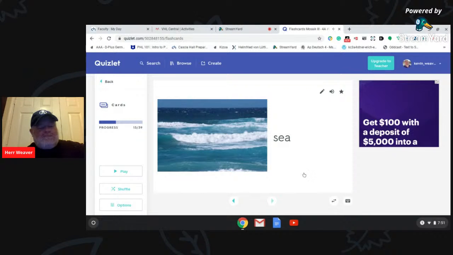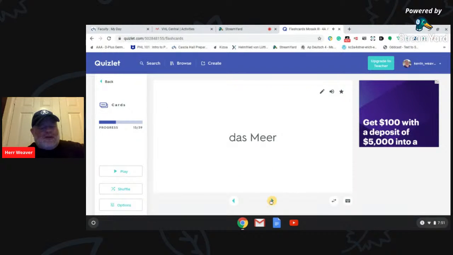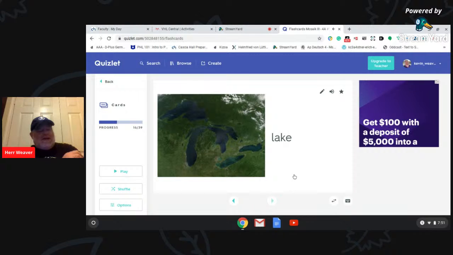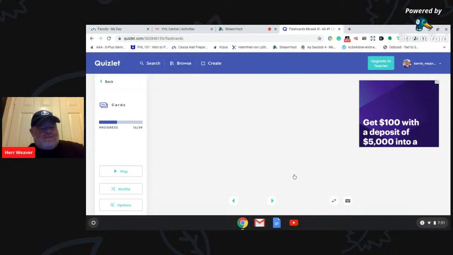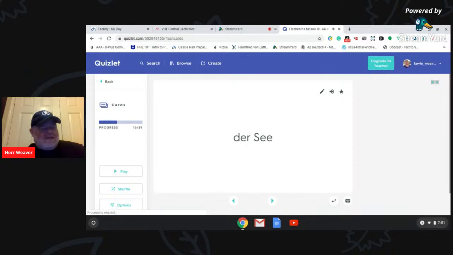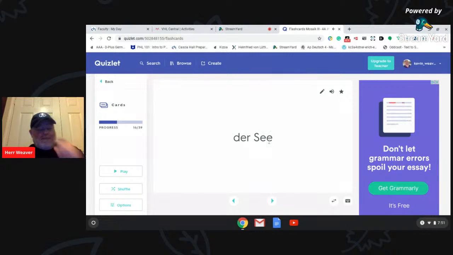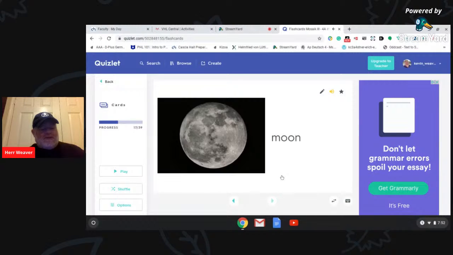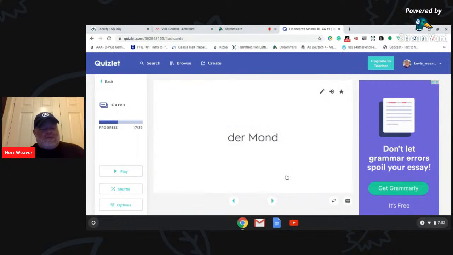Sea. This is a tricky one. The sea is das Meer. Well, actually, there's another word that's similar to sea that doesn't mean sea, but das Meer is that one. Now, here is a lake, though. A lake would be der See, which looks more like sea, doesn't it? But lake is See, and a sea is das Meer. Moon, well, that's quite a landscape. Der Mond. Sun, we know this one already. Die Sonne.